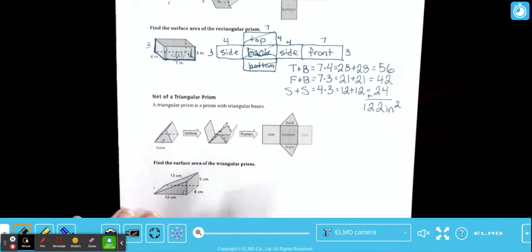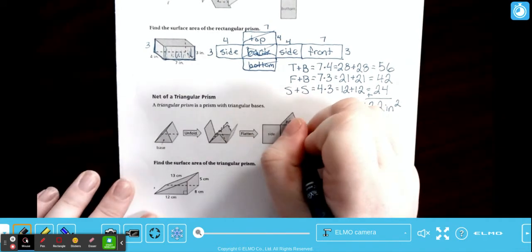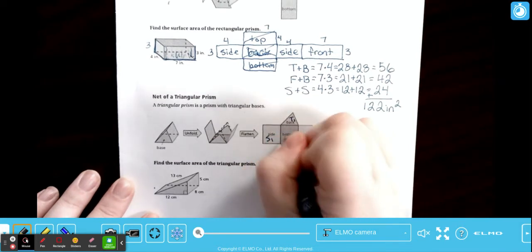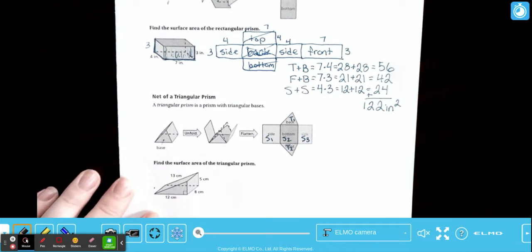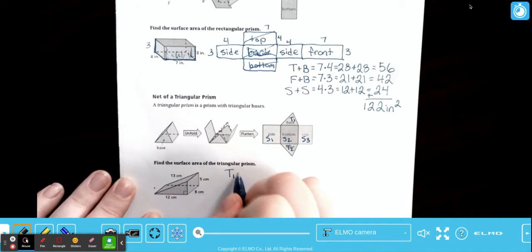So this is what the net of a triangular prism looks like. We're just going to go ahead and do this same method where we find the two triangles, which are going to be the same. So I'm going to say triangle 1 and triangle 2. Then we have side 1, side 2, and side 3. Okay, so triangle 1 and 2 are going to be the same size.